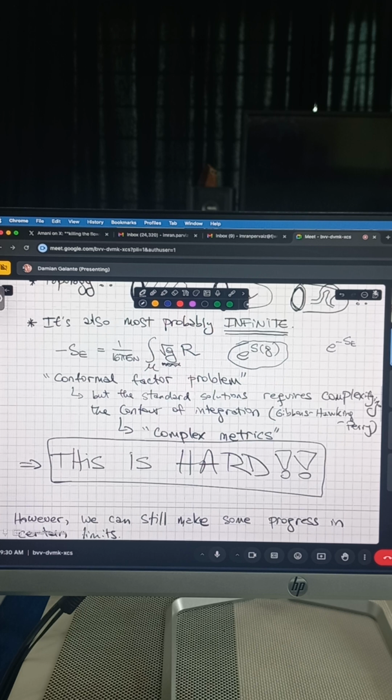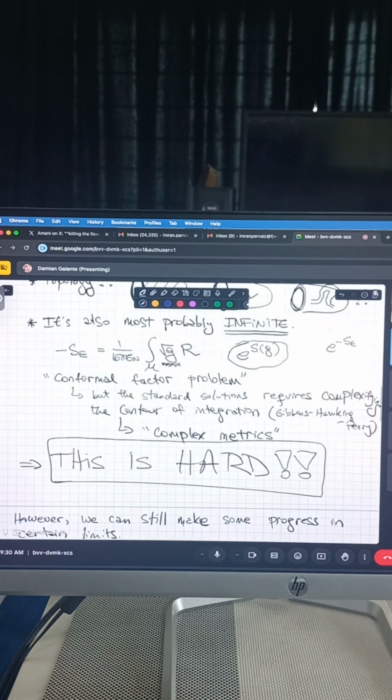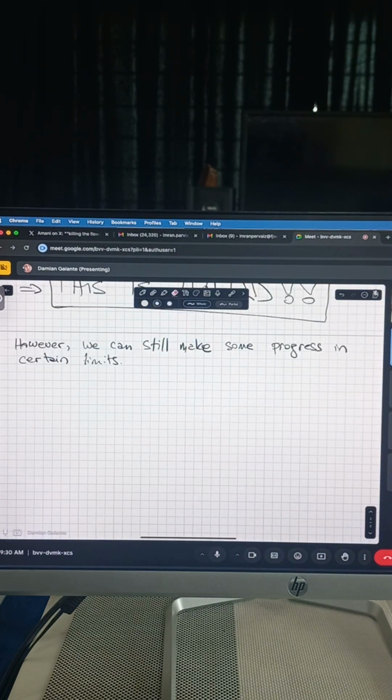Where? In here, you mean? In the path integral. Yeah, so the path integral is a path integral over metrics. So let me just address that. It's a good question. So this is a path integral where I should sum over all metrics that satisfy certain boundary conditions.